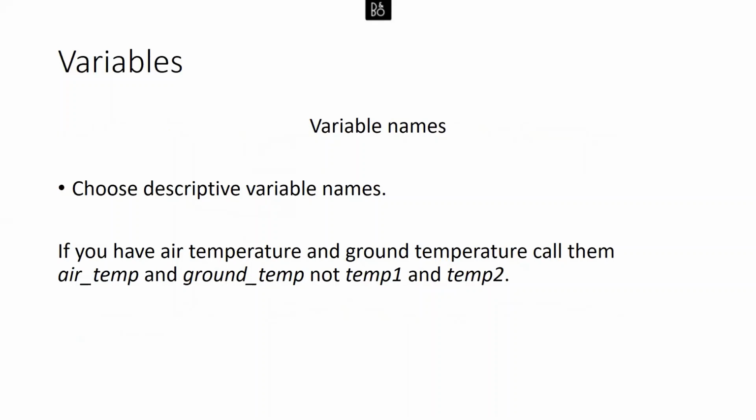Now I'm going to talk about how you should name your variables. And this is actually more important than it sounds. By choosing good names for your variables, your code will be much easier to read and understand. Both others and future you will thank yourself for choosing well. So choose descriptive names. Let the name of the variable tell the reader of the code what it contains. If you want to store the air temperature and ground temperature, call the variables air temp and ground temp, and not things like temp1 and temp2.